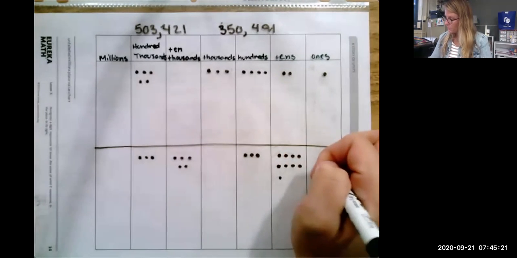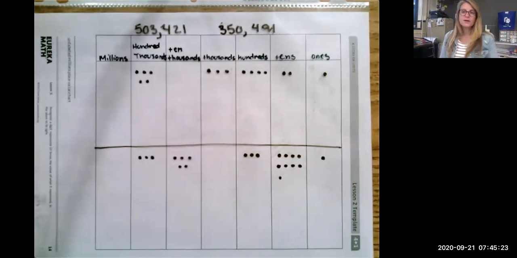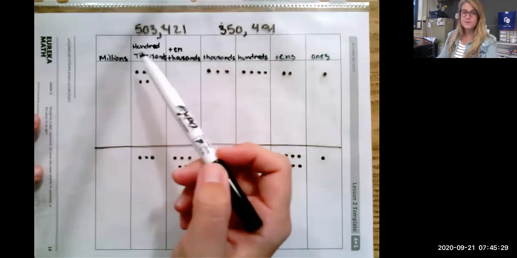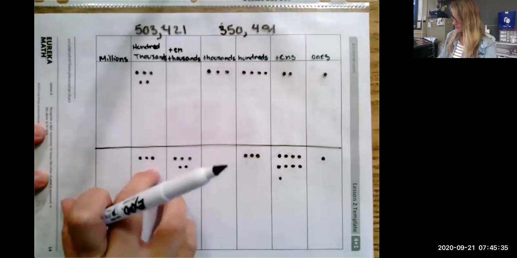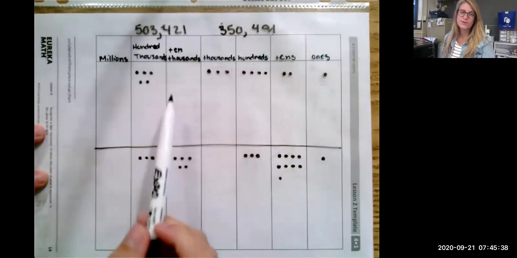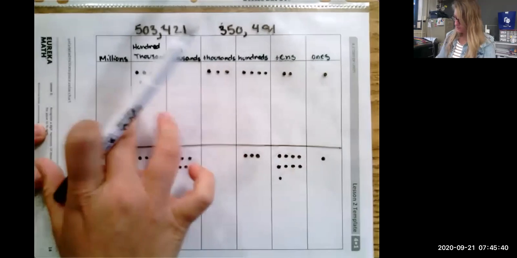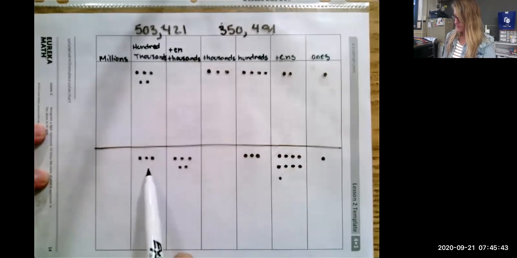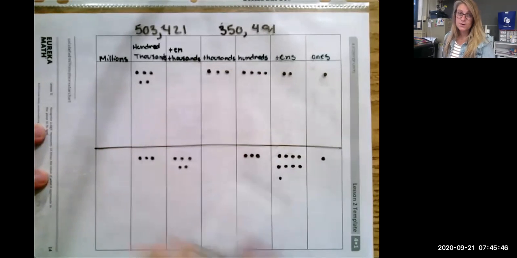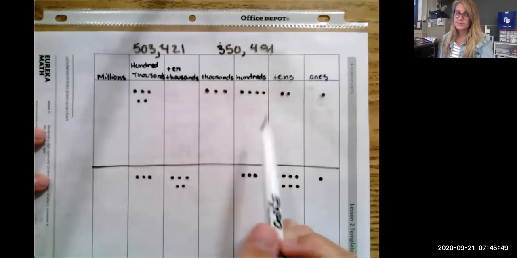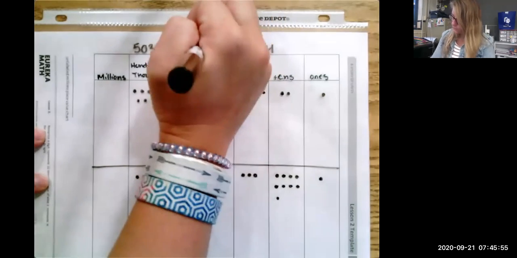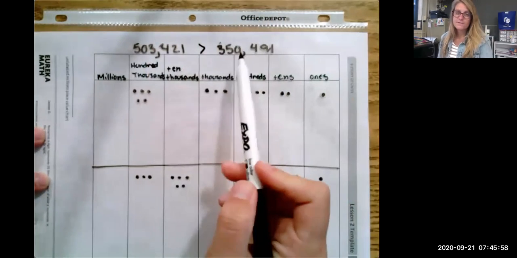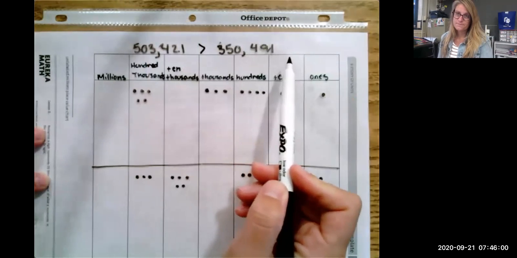and 1 one. We're always going to start comparing in our highest place value unit. So our highest place value unit is going to be the hundred thousands place. Looking at our hundred thousands place, we can easily see that there are more hundred thousands in our top number than in our bottom number because 5 is greater than 3. So our answer to our problem when we're comparing these numbers is 503,421 is greater than 350,491.